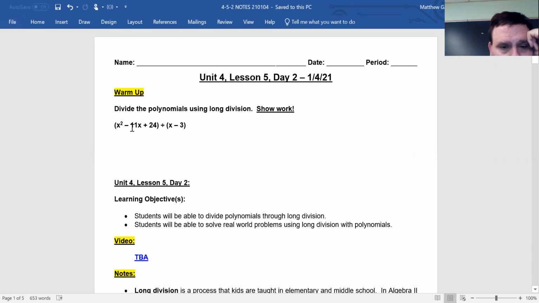So that being said, let's just change the window and have you get started. Divide the polynomials using long division, and I'll be back to go over that. Okay, welcome back.